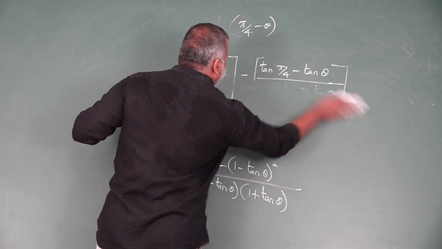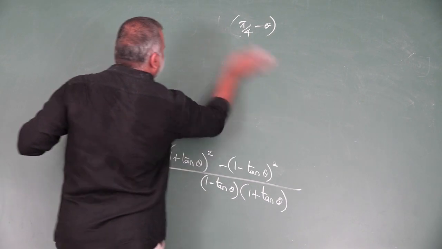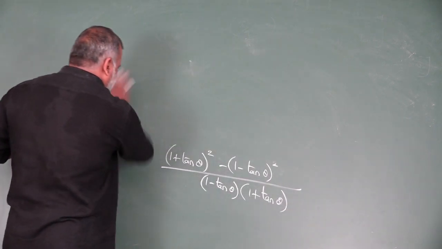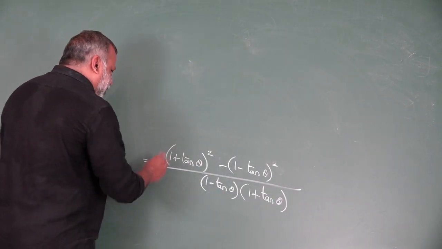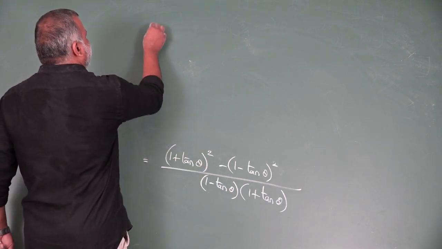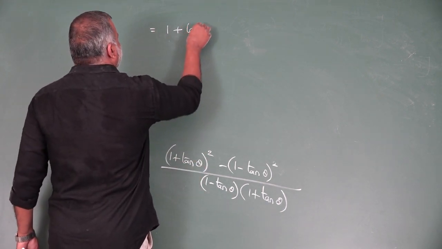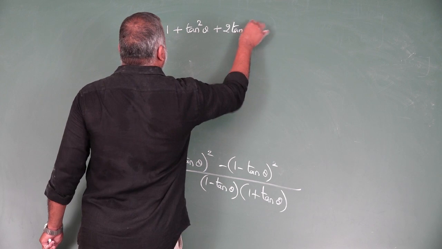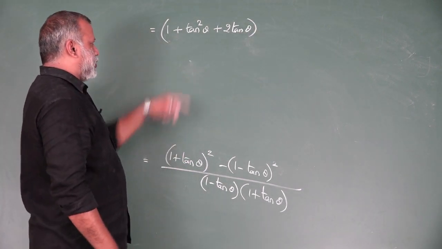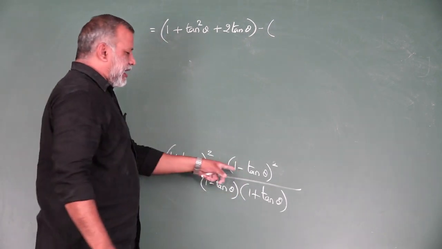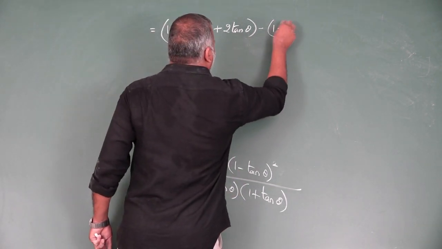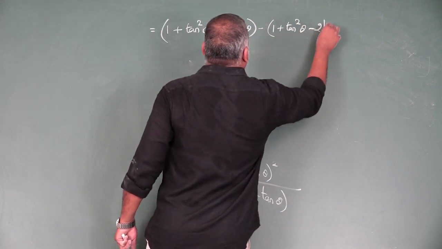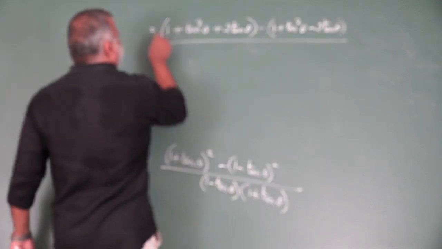Now listen carefully. See your numerator. It is in the form of A plus B the whole square. Expanding this one, we get 1 plus tan squared theta plus 2 tan theta. This is your first expansion value. Minus, A minus B the whole square, with the same logic, 1 plus tan square theta minus 2 tan theta.